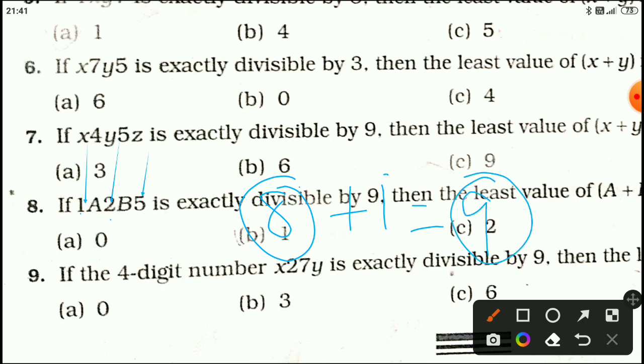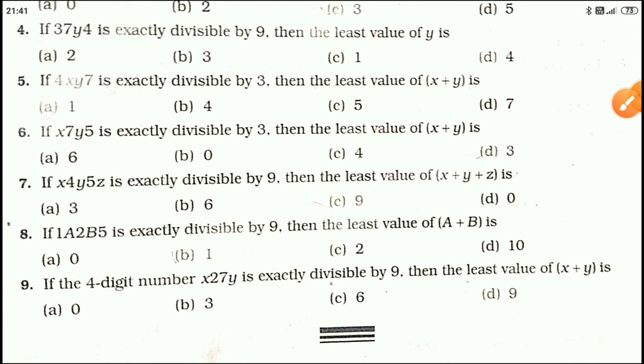So 1. Now you might be asking how we add 1 here. We can take 1 as A and 0 as B. When we add 1 plus 0, we get 1. That is option number B. So option number B is the correct answer, and the value of A plus B will be 1. Now let's move to question number 9.